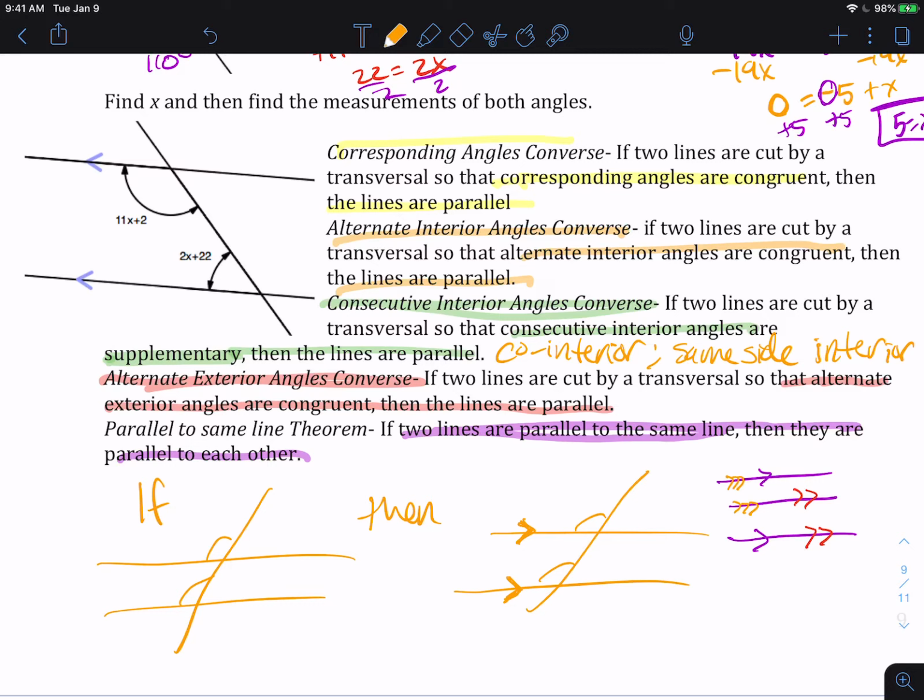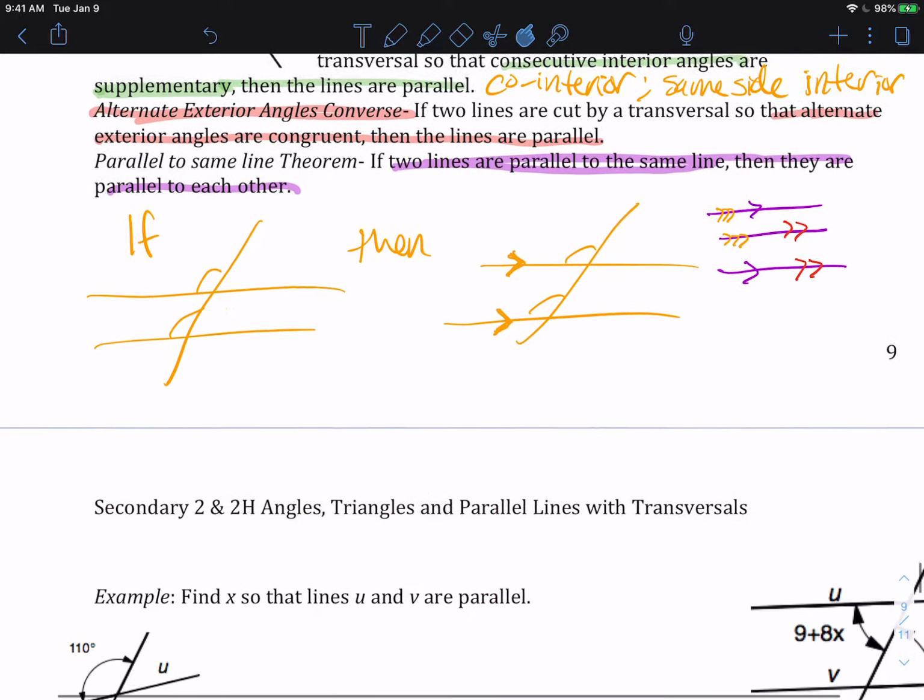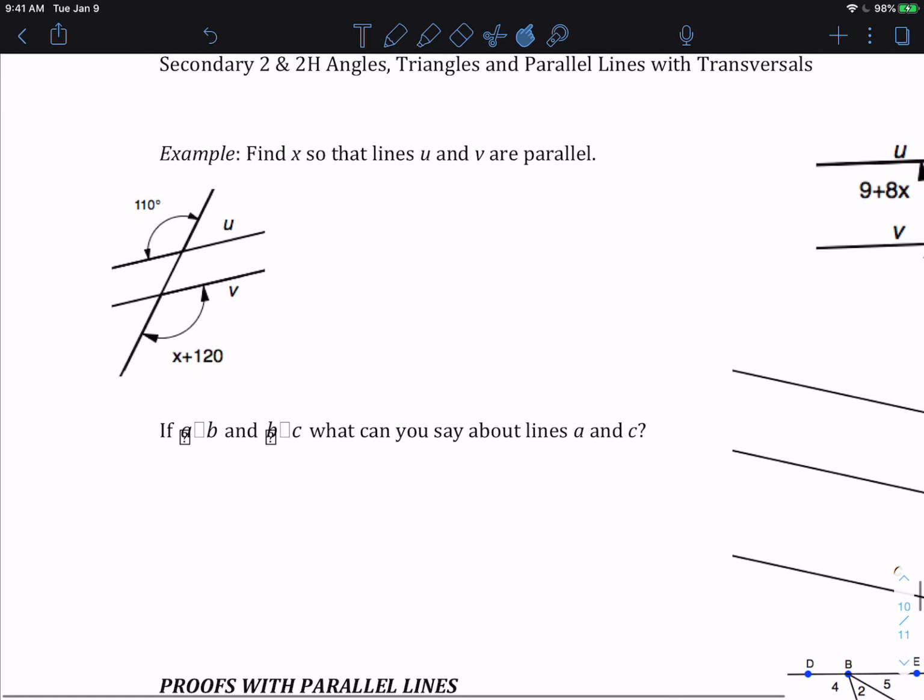So if we take a look at some examples, this one says find x so that u and v are parallel. First of all, u and v are the two lines. If we want those to be parallel, we have this angle here and this angle here. Those two angles are on opposite sides of the transversal. Remember that this purple line is your transversal.